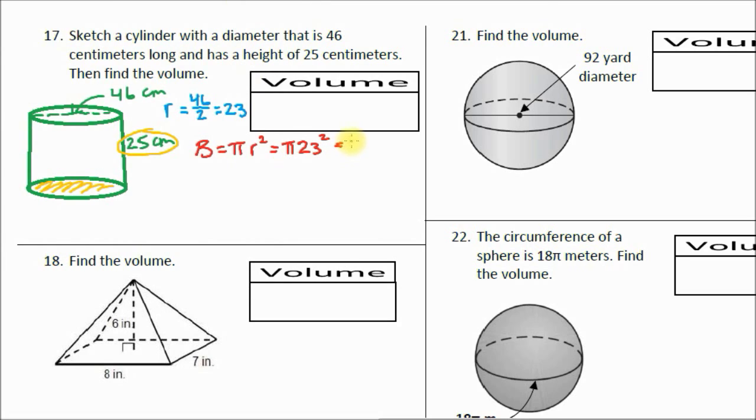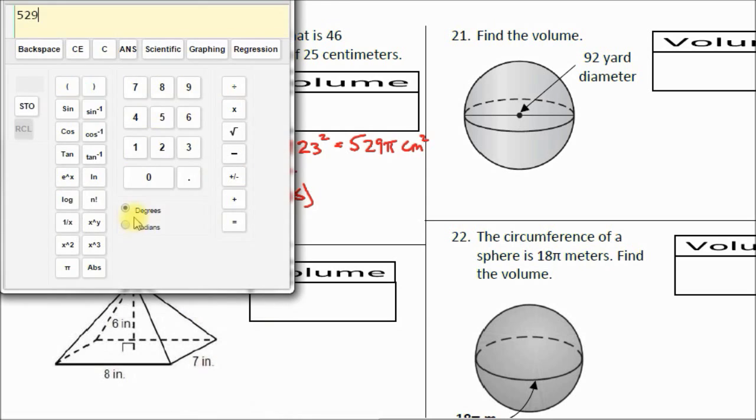So 529 pi centimeters squared, because that's an area. Our height, we already circled it, is 25 centimeters. Our volume is just going to be base area times height. Notice I didn't resolve pi yet. Let's get our answer as accurate as possible. 529 pi times 25, let's go ahead and put that in.